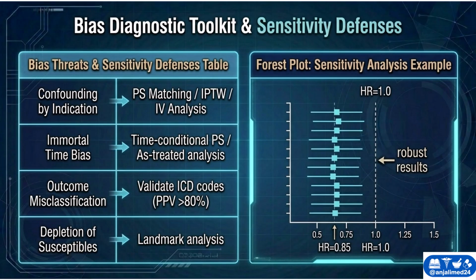Researchers repeat the analysis multiple times using different assumptions, models, and definitions. If the hazard ratio remains stable across all the scenarios, the findings are considered robust. Notice how nearly all the estimates cluster around a hazard ratio of approximately 0.85 and remain consistently separated from the null line at 1.0. That consistency strengthens the confidence in the validity of the result.